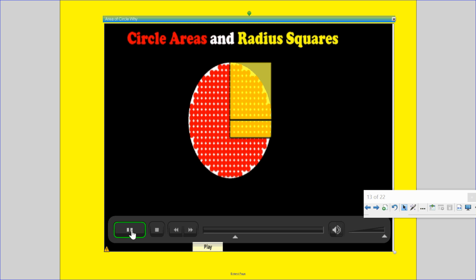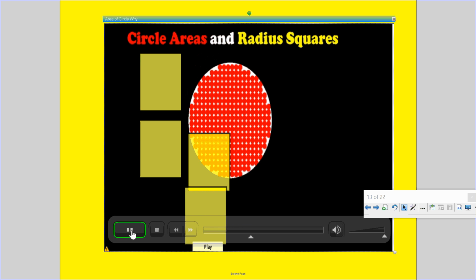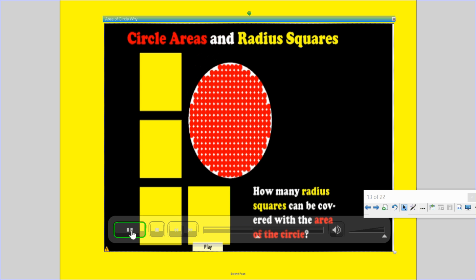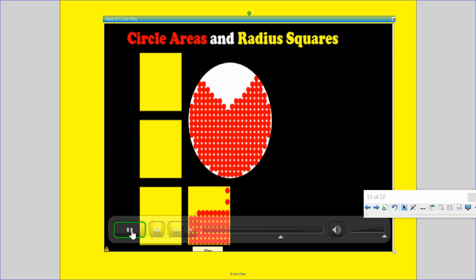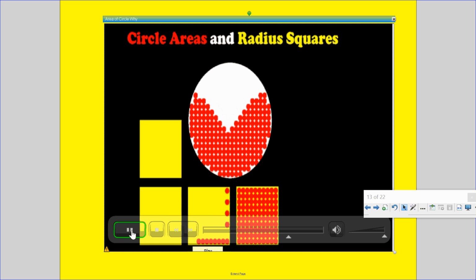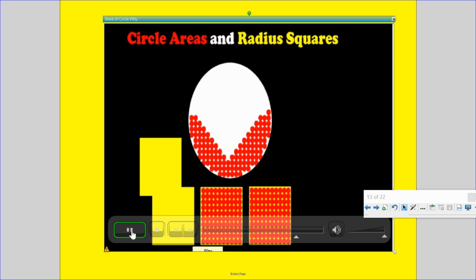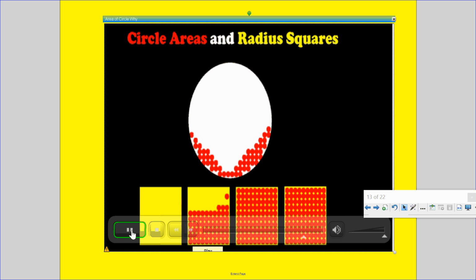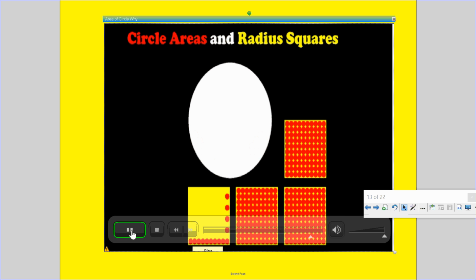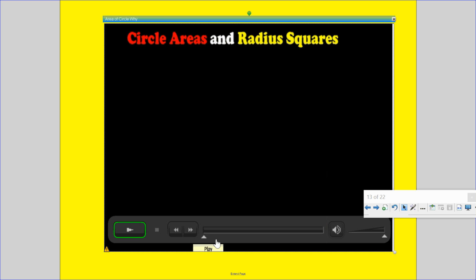So you have a circle that's 4 square radius. How many radius squares can be covered with the area of this circle? Well, let's see. 1 full square, 2 full squares, 3 full squares, and a little more. And if you actually count, that's 0.14. So 3 full squares and 0.14.